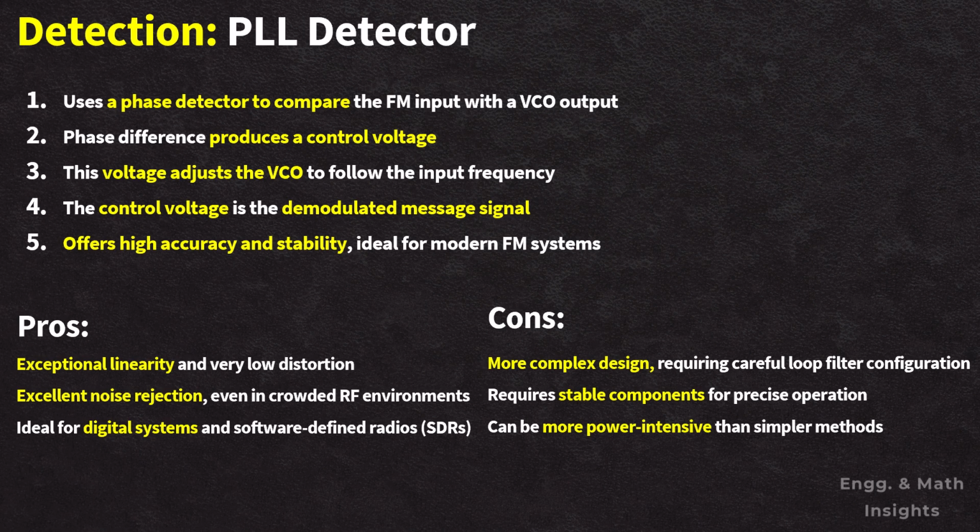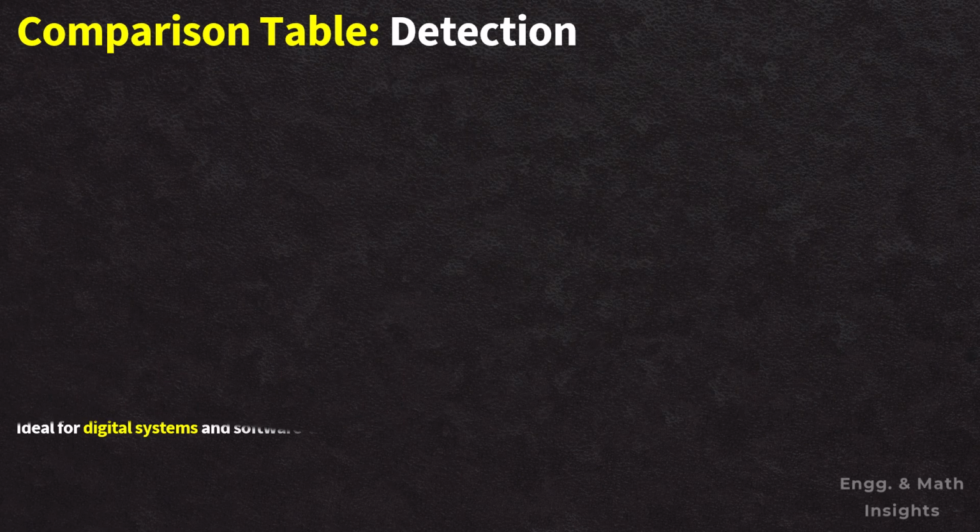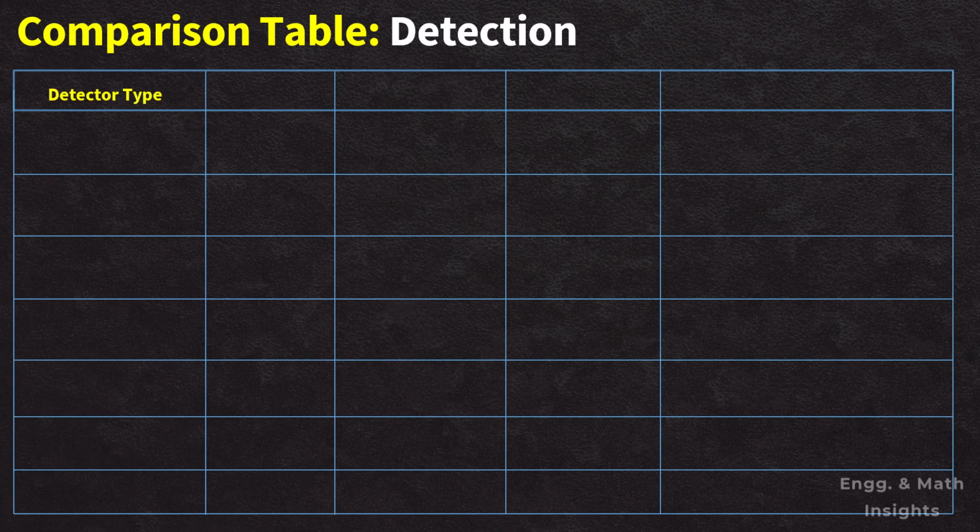And that wraps up the key FM detection methods, from simple analog circuits to advanced PLL systems. Next up, we will put this side by side in a comparison table to help you choose the right method for your project. Now that we have explored the methods of generating and detecting FM signals, let's compare them side by side. This will help you decide which method fits your application, whether for learning, prototyping, or professional use.